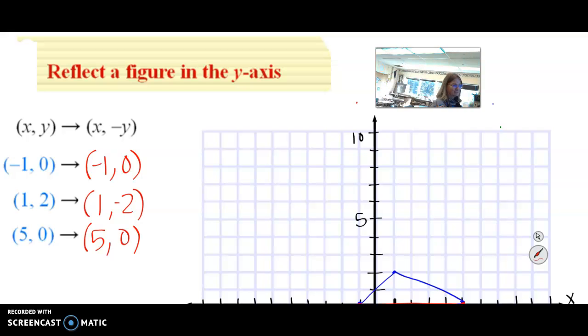So, was that a reflection in the y-axis? Absolutely not. That was my mistake. This should be in the x-axis. Hopefully you caught that. Oops. All right, so change that in your notes. If you change the y-coordinate, this is a reflection in the x-axis. If you change the x-coordinate to its opposite, it's a reflection over the y-axis.